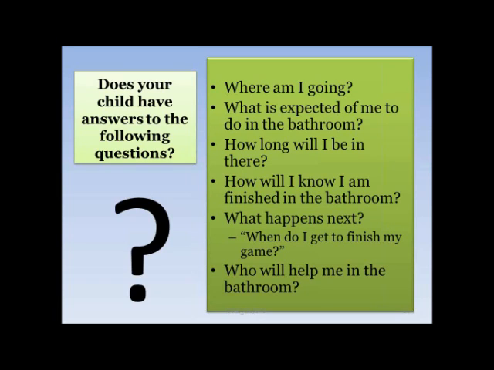How will I know I'm finished in the bathroom? Ideally, it's because you've done your business in the toilet and you're finished, but it might look a little bit different for somebody who's still learning. So knowing when you're finished is going to help give that information that could be creating a barrier now. What happens after I'm done in the bathroom? So what happens next? For example, when do I get to finish my game?